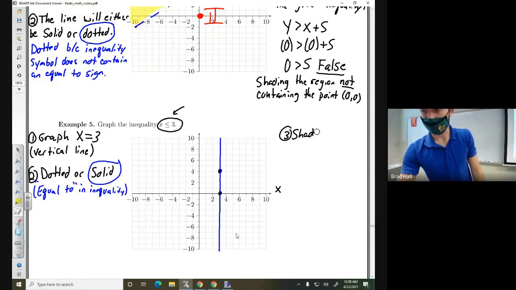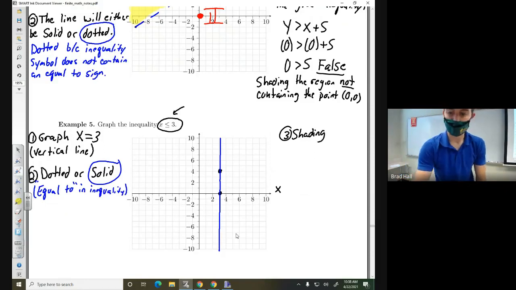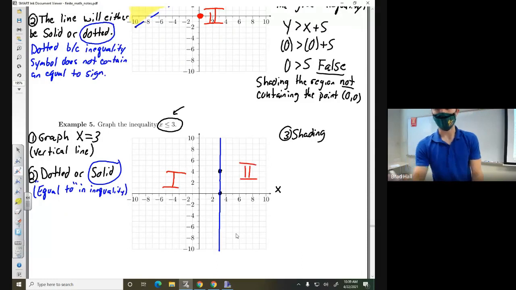And then the third thing we have to look for is shading. Which side do we shade on? Because there's two regions here. There's the region to the left of the line, and a region to the right. And we ask ourselves, which side do we shade? What I like to do, again, is find the point 0, 0, which is right there.